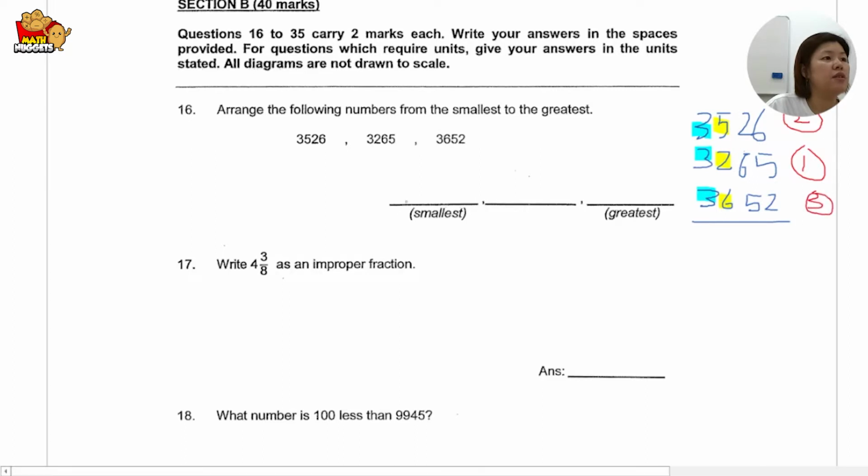Okay, so the answer will be 3 to 6, 5. And then 3, 5, 2, 6. Last one, 3, 6, 5, 2.